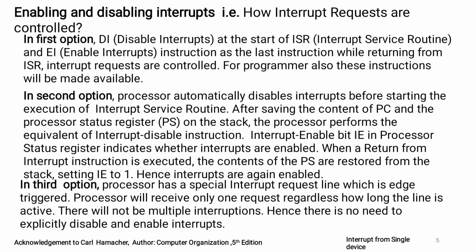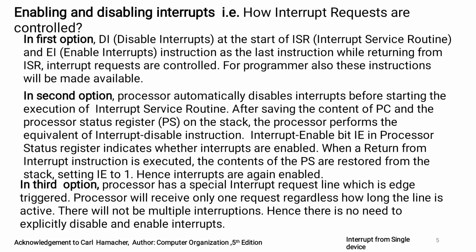The interrupt enable bit IE in the processor status register indicates whether interrupts are enabled or not. When a return from interrupt instruction is executed, the contents of the processor register PS are restored from the stack, setting the interrupt enable bit IE in the processor status register to 1. Hence interrupts are again enabled.